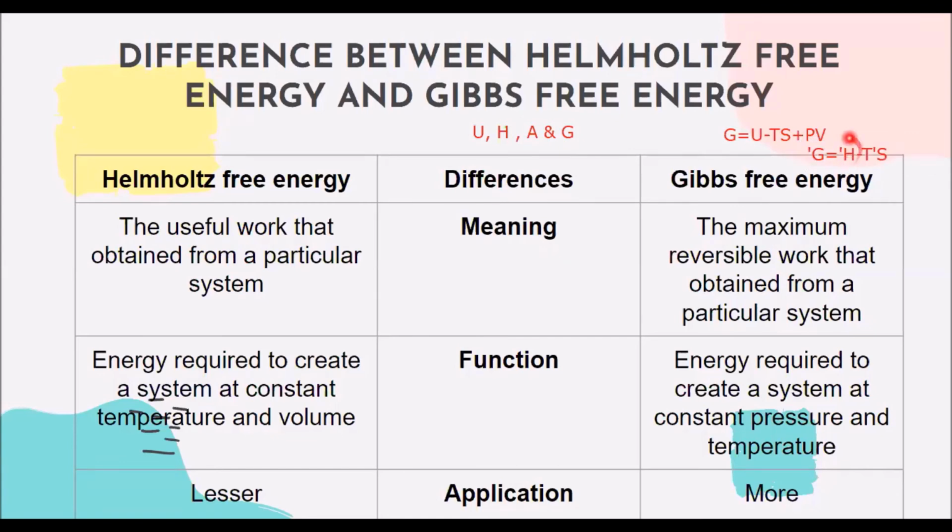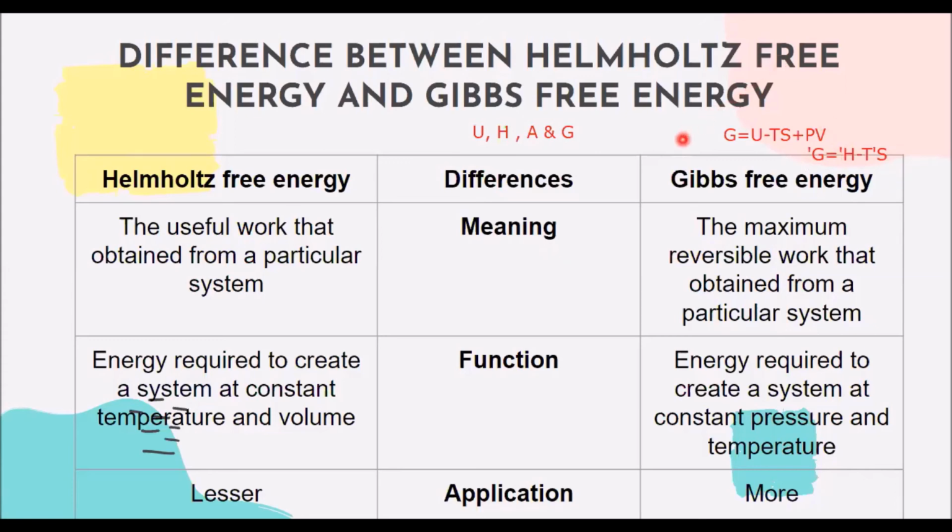So if delta G is negative, that means the reaction is spontaneous. A negative delta H indicates that energy is released to the surroundings. When this happens, it is called an exothermic reaction. A positive delta G indicates a positive delta H, which is an endothermic reaction.